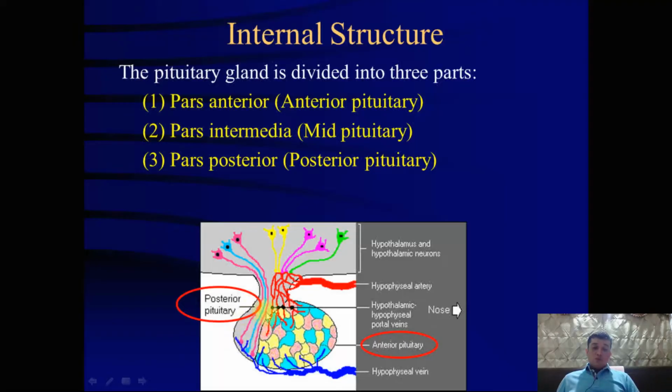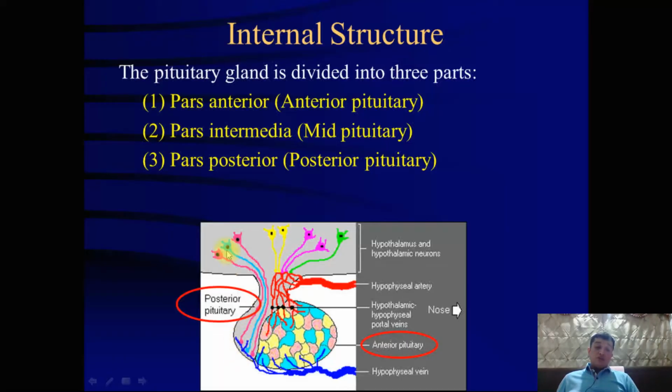The posterior part of the pituitary gland does not have any glandular structure, that means there is no endocrine gland. It just has axonal endings. This is a neuron: this is the cell body, these are dendrites, and this is the axon. This axon just ends here, and the terminal parts of this axon are swollen. These swollen parts are referred to as Herring bodies, and they have a neurosecretory function.